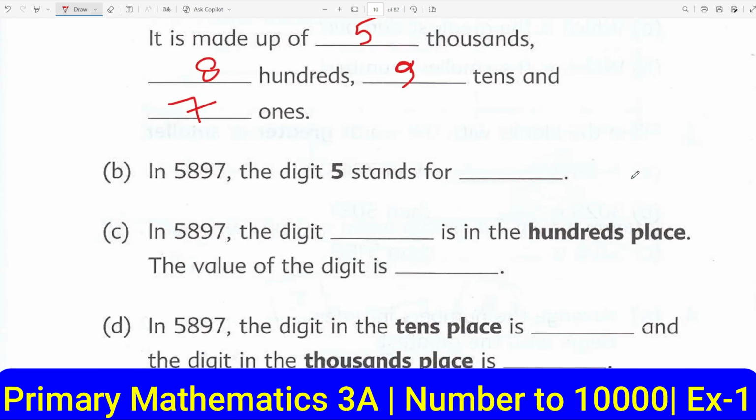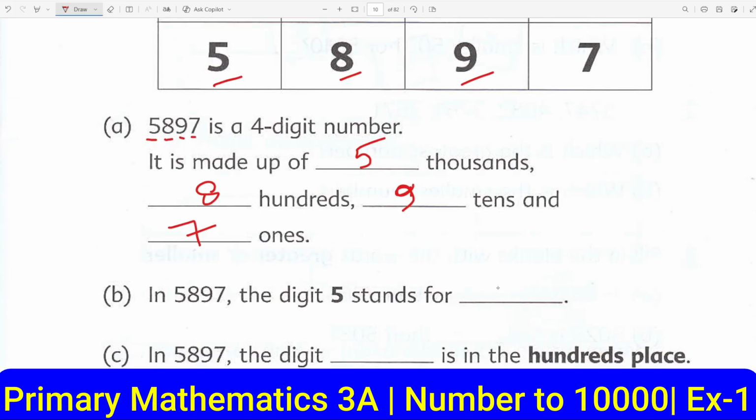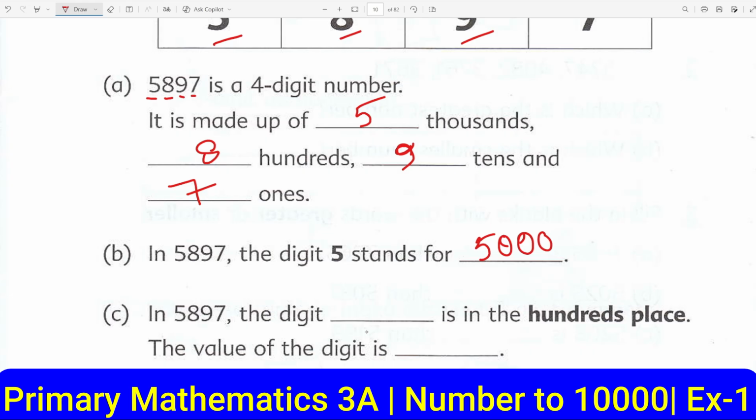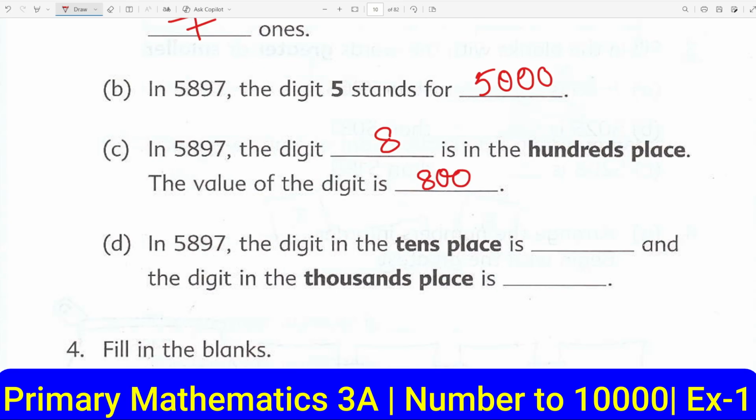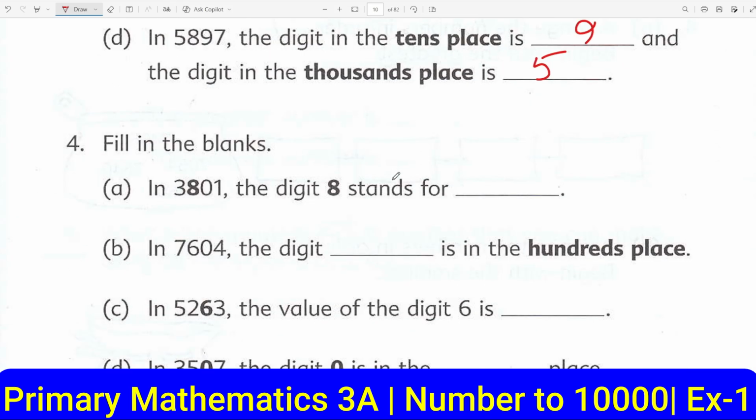It's a nice question. Number B, 5 stands for 5000. In 5897, the digit in the 100 place is dash. 8 is in the 100 place. The value of the digit is 800. Okay. Number D, in 5897, the digit in the 10 place is 9, and the digit in the 1000 place is 5. Okay. Number 4, in 3801, the digit 8 stands for 800.